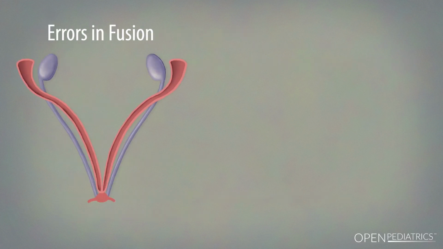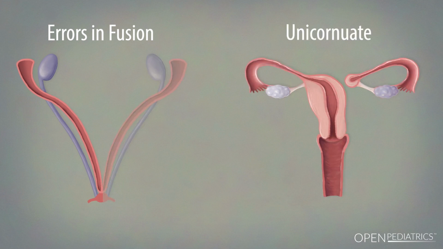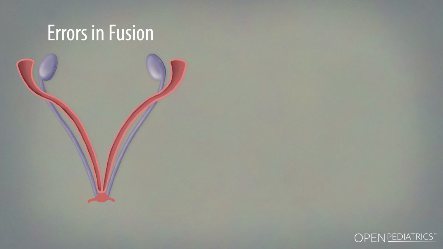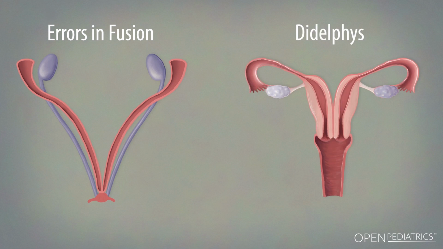Errors in unification or fusion of the two Müllerian ducts can result in a unicornuate uterus, which is a single uterine horn with or without a small rudimentary horn that can be communicating or non-communicating, and with or without endometrium. It can also result in uterus didelphys, which is 2 uteri and 2 cervices.